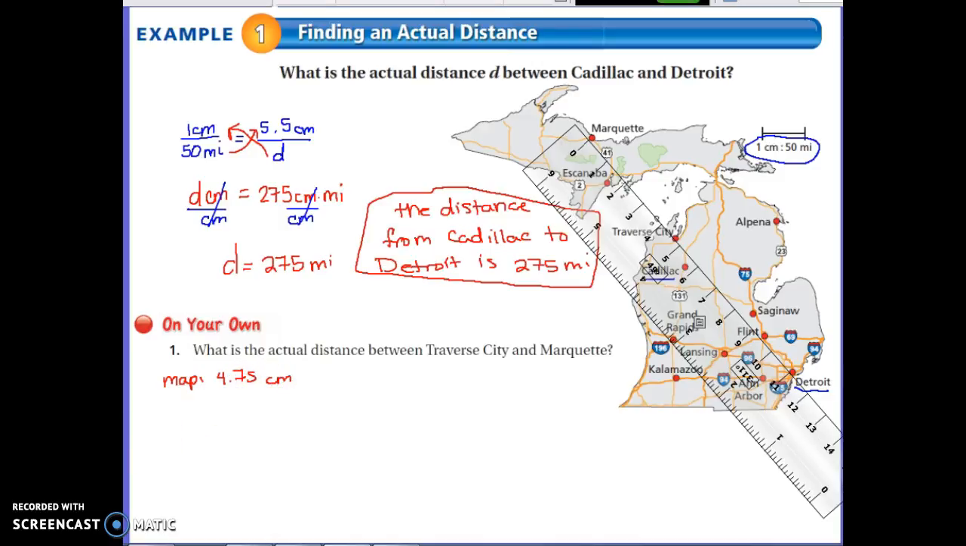I'd like for you to now pause the video, and see if you can create a proportion like I did above to solve for the actual distance between the two cities.